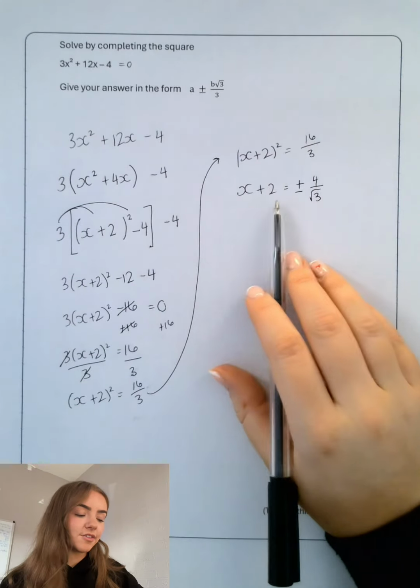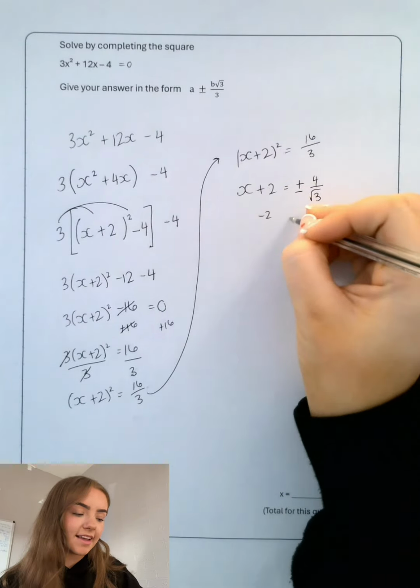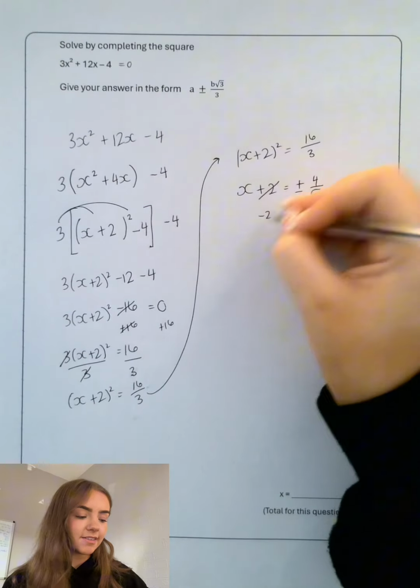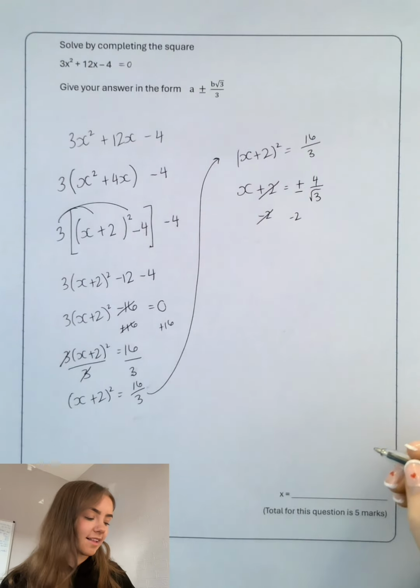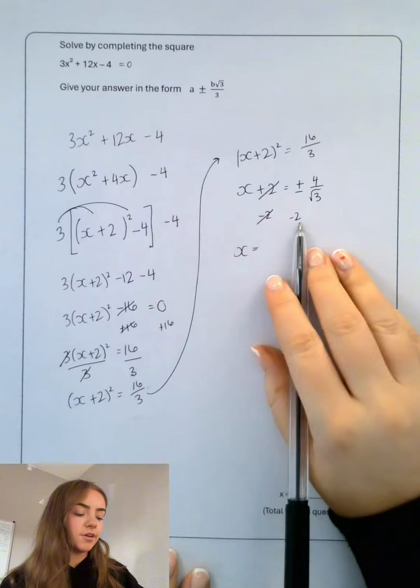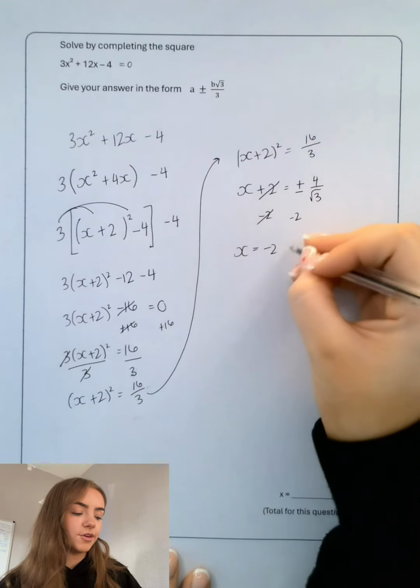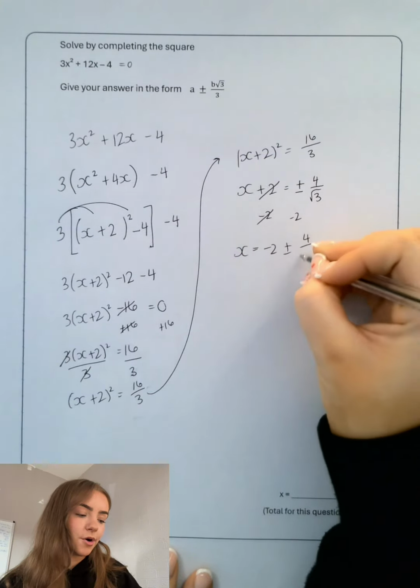Lastly, to get x on its own, let's get rid of the + 2 by taking 2 from both sides. On the left-hand side, + 2 and − 2 will cancel out, leaving us with x is equal to, on the right-hand side, we have −2 ± 4 over root 3.